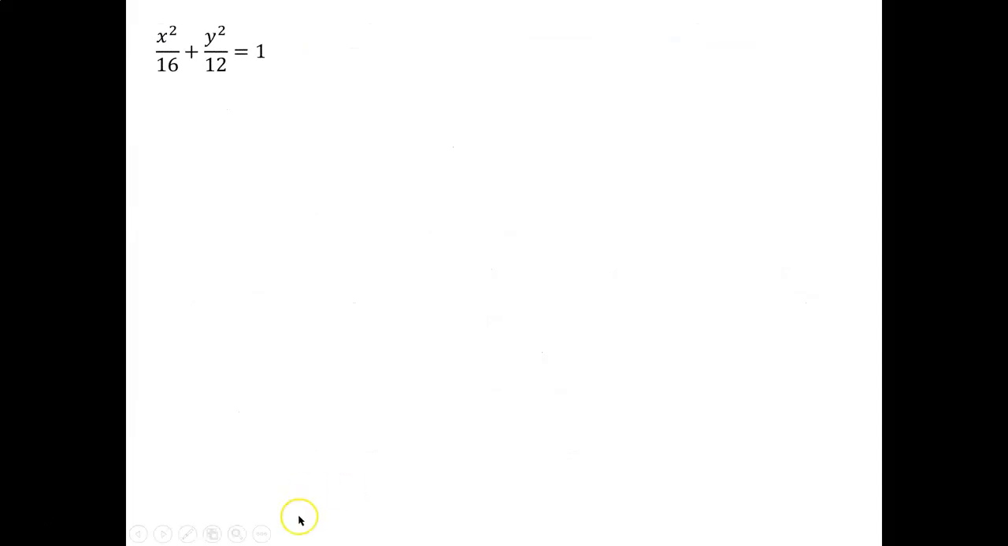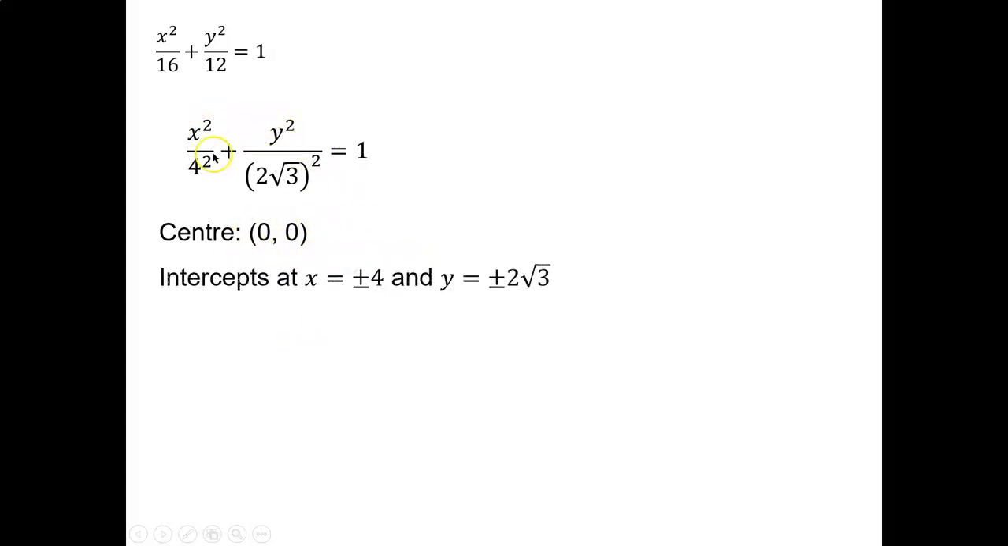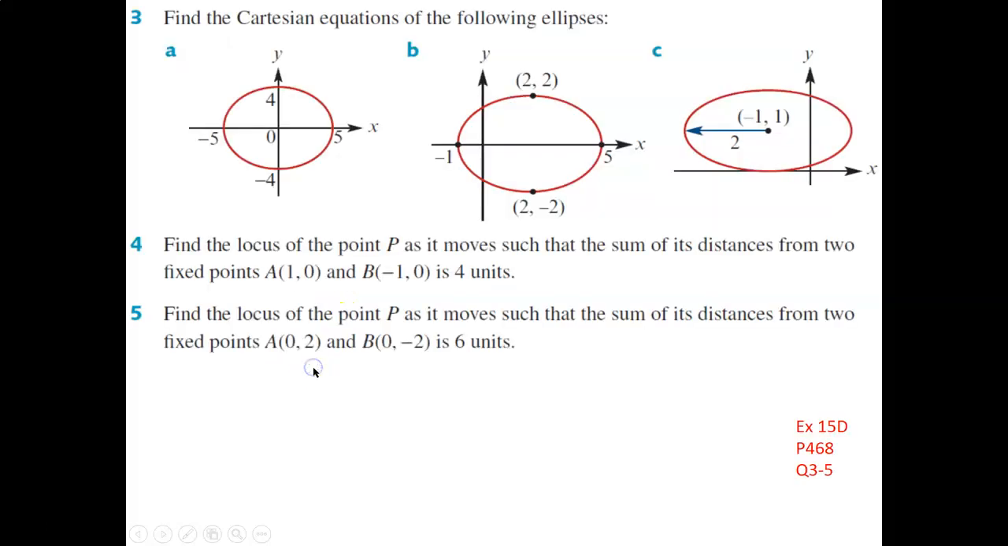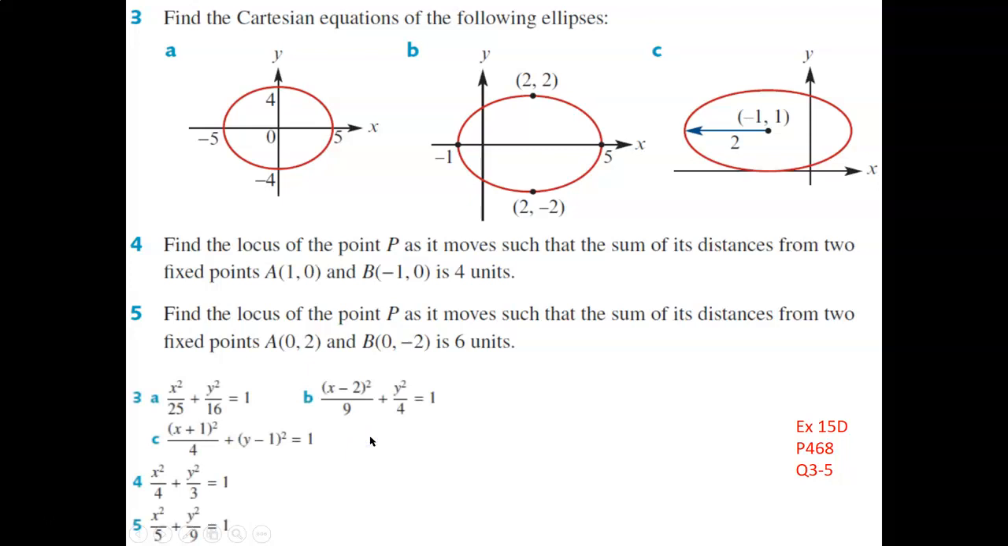Now, if I were asked to sketch this, I would rewrite my denominators as squares. Nothing's happening to the x and the y in the numerator, so my centre is at 0, 0. My intercepts are at positive and negative 4, positive and negative 2 root 3. And it would look like this. Pause the video now while you have a go at questions 3 to 5. And these are your answers.